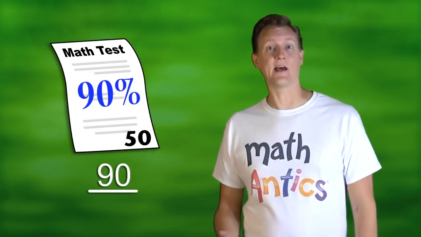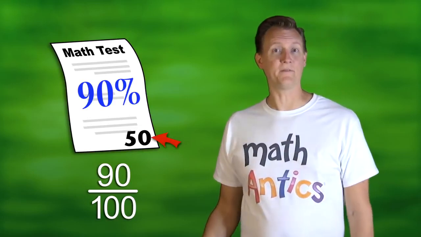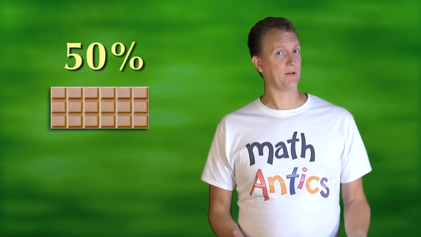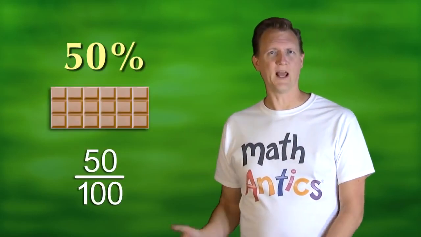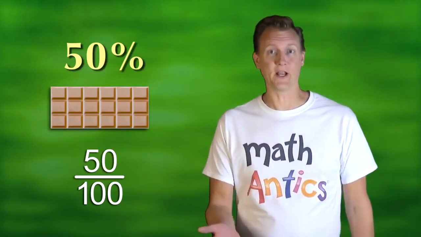90% means 90 out of 100, but how can you get 90 questions right if there's only 50 on the test? Or what if your friend says that he'll give you 50% of his candy bar? 50% means 50 out of 100, but how can he give you 50% if he doesn't have 100 candy bars? He's only got one. Or how about when you're talking about things bigger than 100?